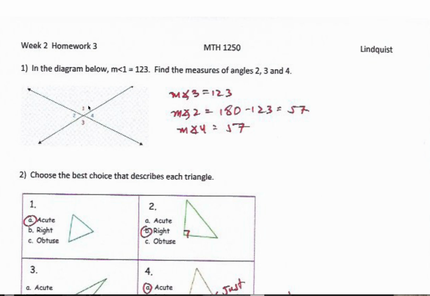And then 1 and 2 together are supplementary, right? Because they make a straight line. So 180 minus 123 is 57. And 2 and 4 are equal, so 4 is also 57.